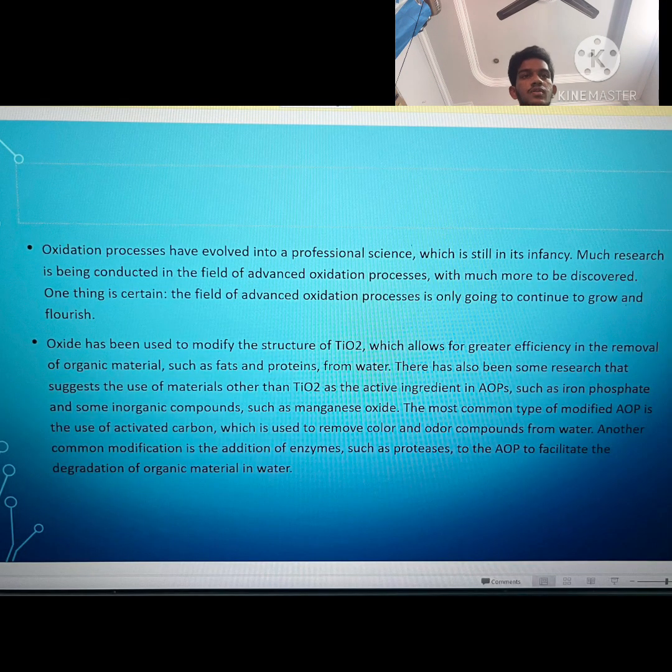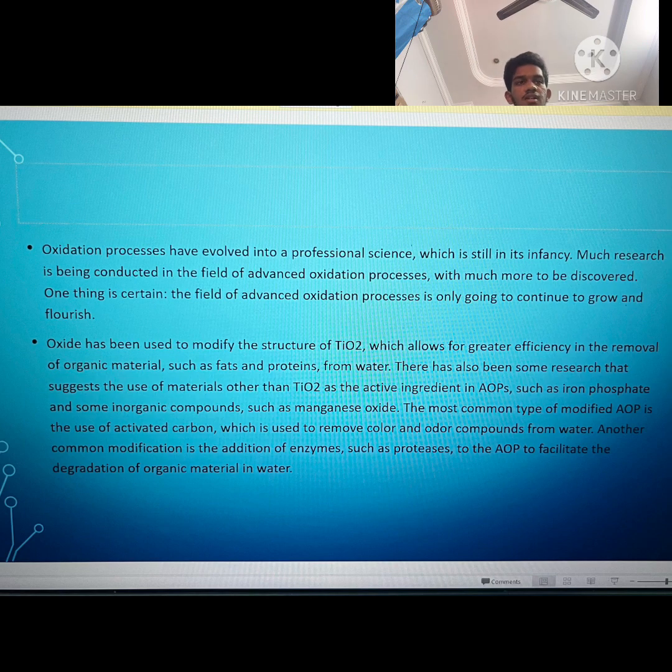Next, oxidation processes have evolved into a professional science which is still in its infancy. Much research is being conducted in the field of advanced oxidation processes with much more to be discovered. One thing is certain, the field of advanced oxidation processes is only going to continue to grow and flourish. Oxide has been used to modify the structure of TiO2, which allows for greater efficiency in the removal of organic materials such as fats and proteins from water.